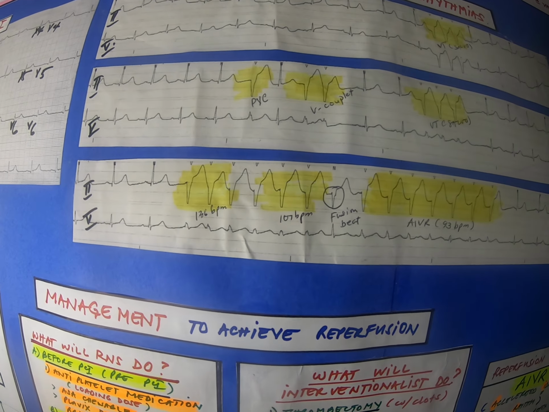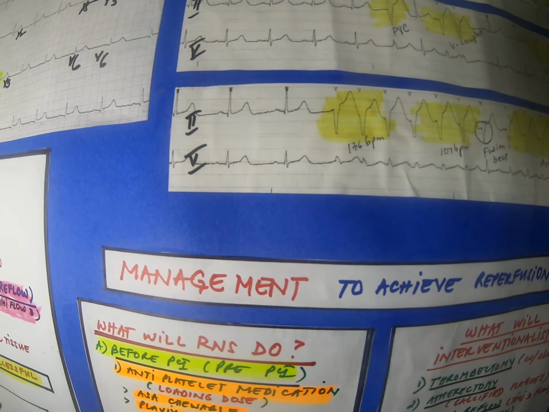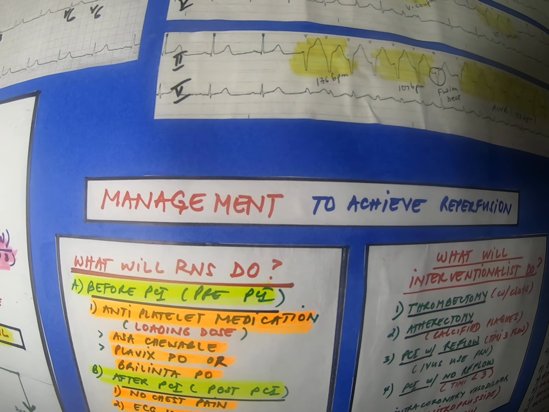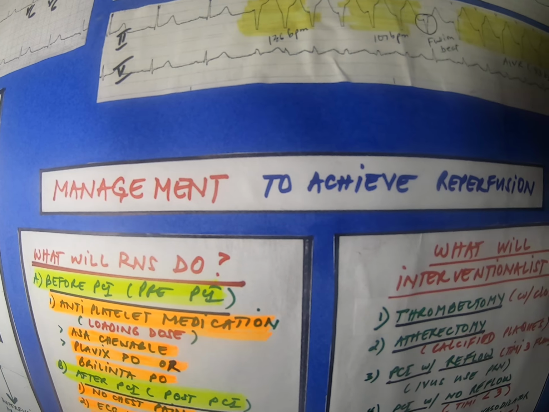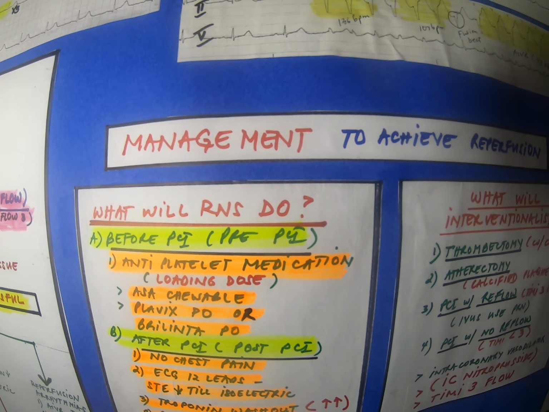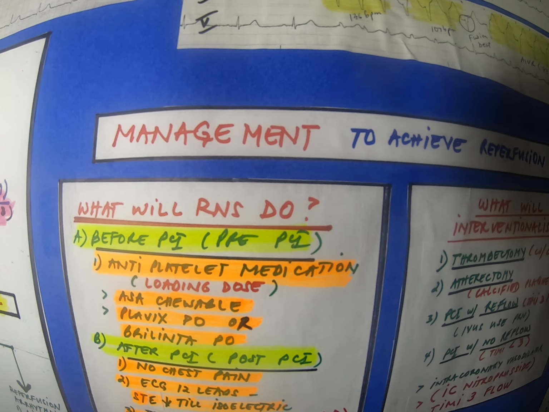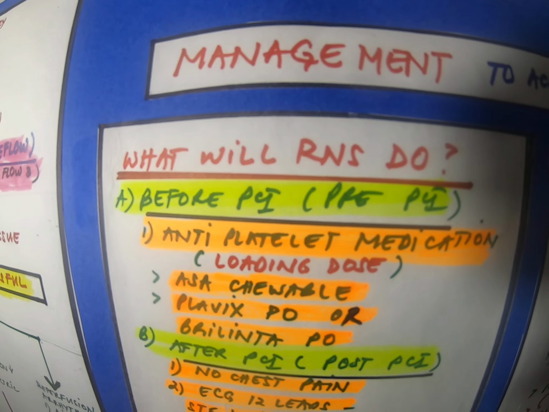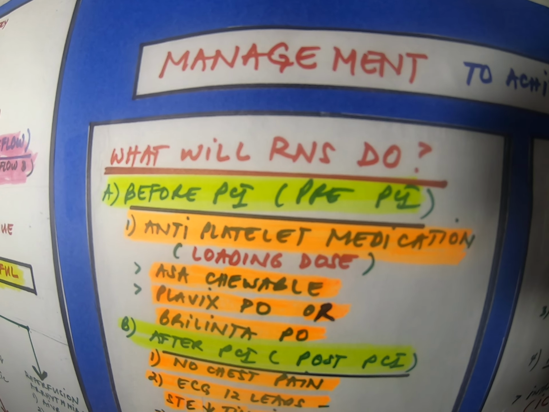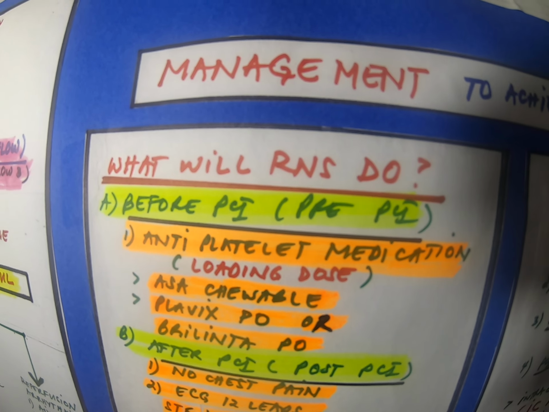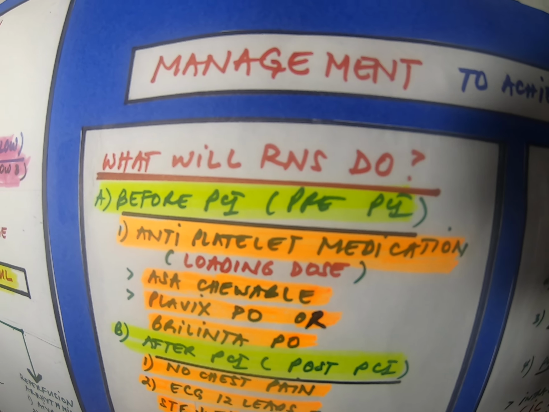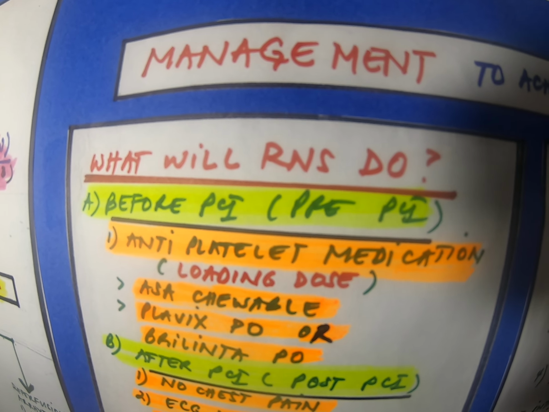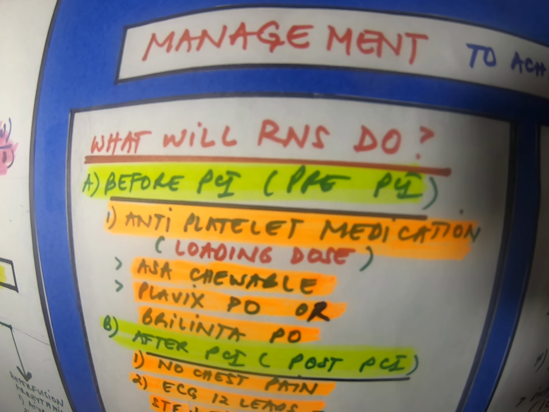Okay, what is the management here to be observed to achieve reperfusion? Here, there are groups to help out in achieving our reperfusion. So what will RNs do? For the RNs, before the patient goes to the cath lab for an angiogram, there are things that they will do. They start loading oral antiplatelet medication. If the ALS group, or the advanced life support group of 911, failed to give chewable aspirin in the field, then they will tell the RNs who received the patient, and we'll be the one to initiate that based on the doctor's order.